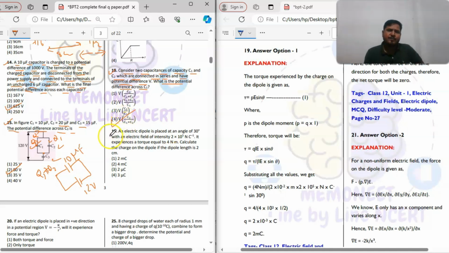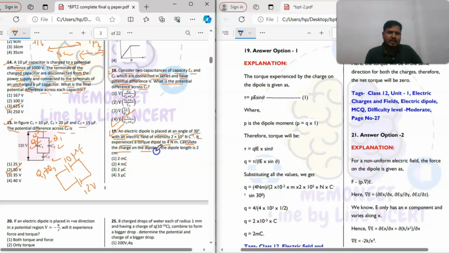Now the next question: an electric dipole is placed at an angle of 30 degrees with an electric field of intensity 2 times 10 to the power 5 newton per coulomb. It experiences a torque equal to 4 newton meter.